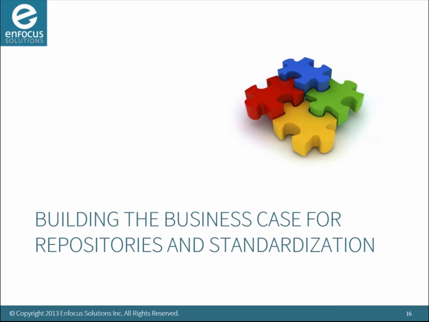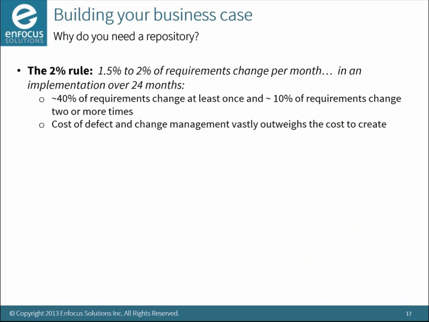So here's some case, okay? I promised I'd talk to you about business case stuff. I want you to think about different rules that you can use in terms of why you need a repository. There's the 2% rule, all right? And this comes back to what somebody said right at the onset, saying it's the change that's really a problem. You get about 1.5 to 2% of requirements change per month. In an implementation over 24 months, you have to be prepared for 40% of, assuming the number of requirements doesn't grow, which how likely is that? 40% of requirements are going to change at least once. 10% of requirements are going to change 2 or more times.